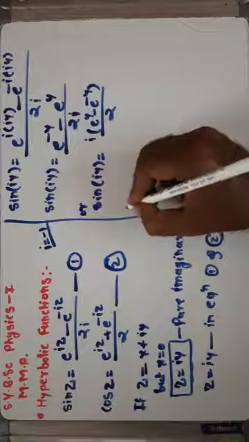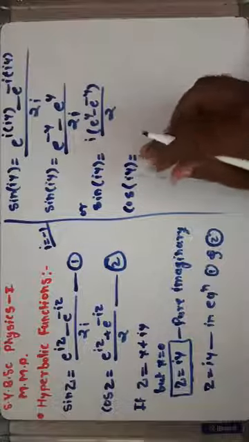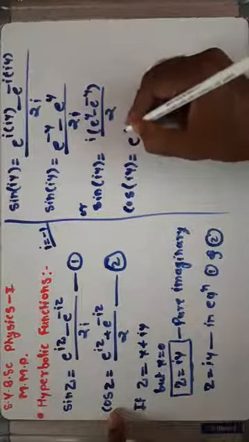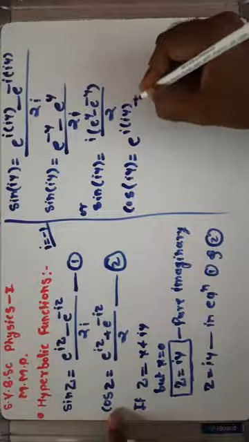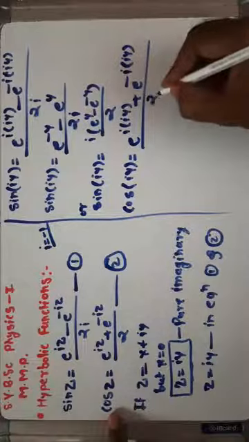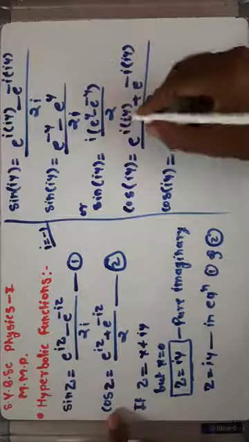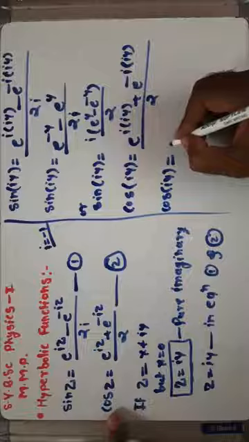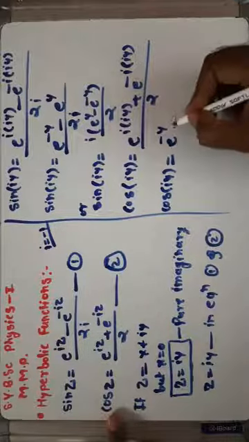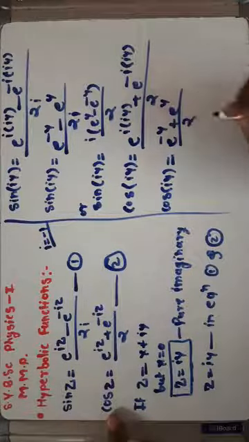Similarly, cos iy: in equation 2 we replace z by iy, so cos iy is equal to e raised to i times iy plus e raised to minus i times iy, divided by 2. Since i square means minus 1, this is e raised to minus y plus e raised to y divided by 2.